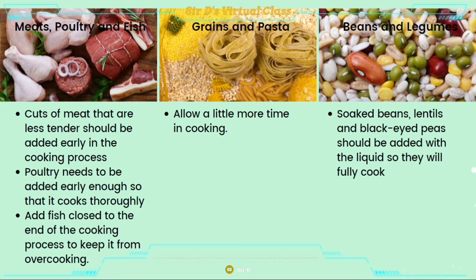Whereas for fish, it should be added close to the end of the cooking process in order to keep it from overcooking, which was discussed in the previous lessons. The use of grain and pasta in soup should allow a little more time in cooking. Beans and legumes must be soaked and should be added with the liquid so that they will fully cook. Some examples of beans and legumes are the lentils and black-eyed peas.